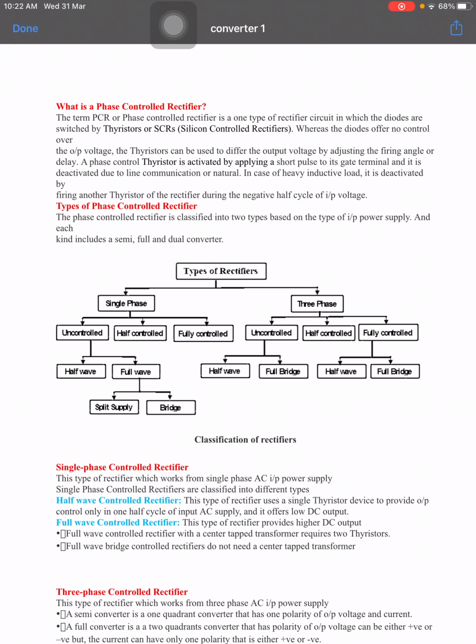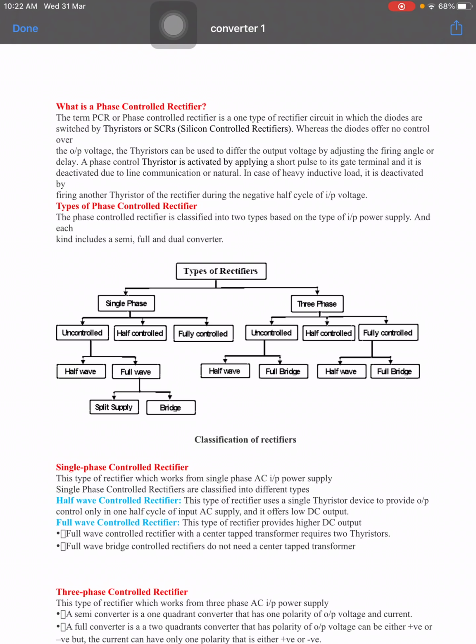The major difference between the diode and the thyristor is that in the diode we cannot control the output voltage, but in the thyristor we can control the output voltage. We can control the output voltage by varying the firing angle or delay angle. So by adjusting the angle we can control the output voltage.